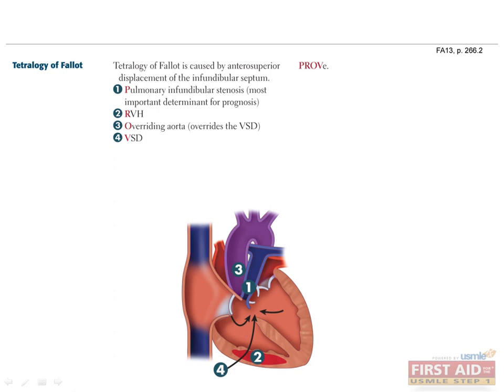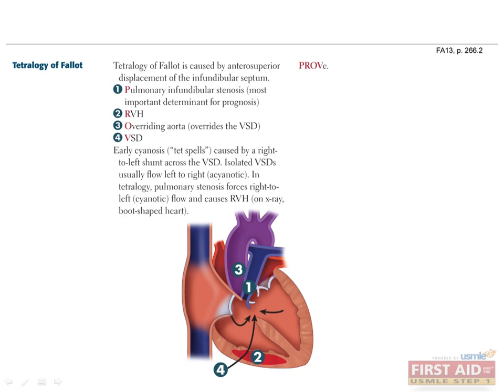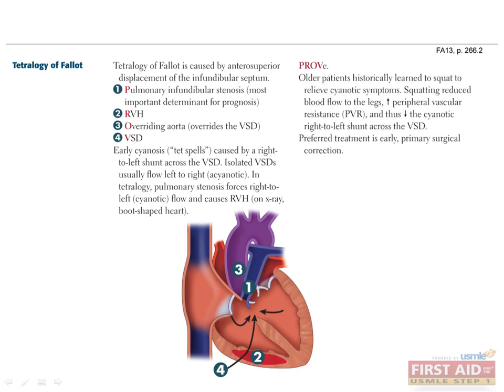The other 3 are right ventricular hypertrophy, overriding aorta, where the aorta receives blood from both ventricles, and a VSD. This can be remembered with the mnemonic PROVE. Early cyanosis is a result of the right to left shunt across the VSD, which is caused by the stenotic pulmonic valve.